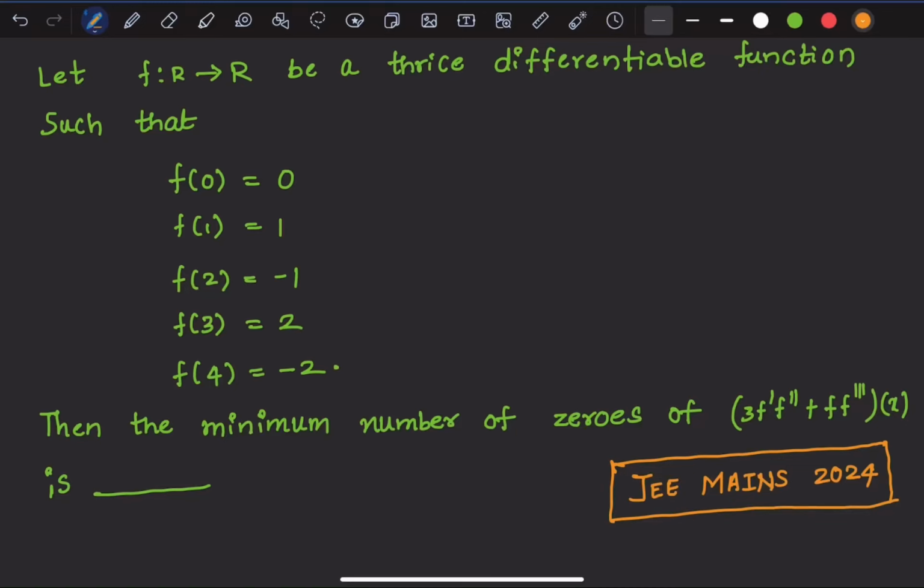Hey guys, so the question in front of you on the screen is taken from JEE Mains 2024, and I would say this is one of the best questions that appeared on JEE Mains in 2024. It is a very conceptual, very tricky question, and doing these kinds of questions really strengthens your concepts. So let us go ahead and solve this question.